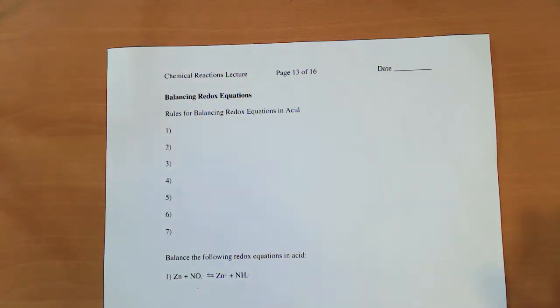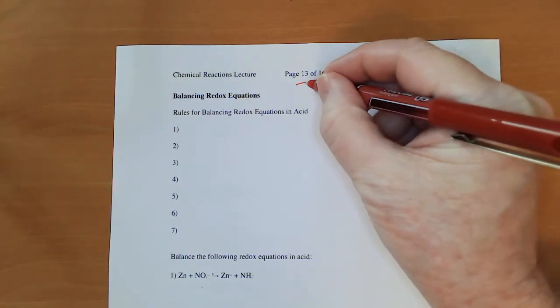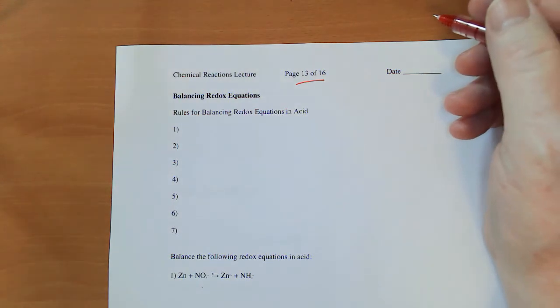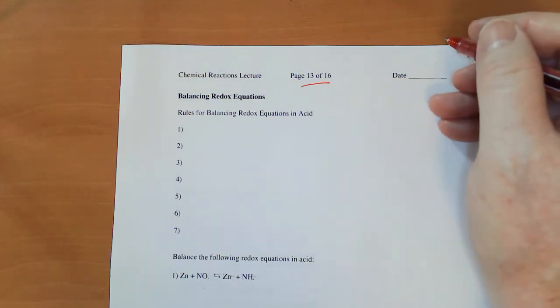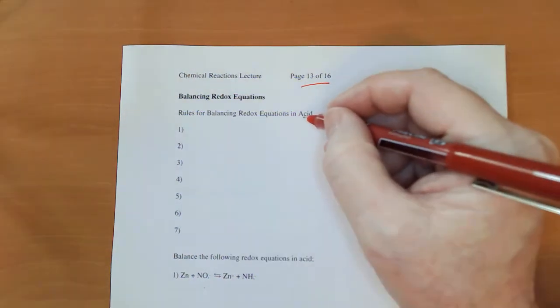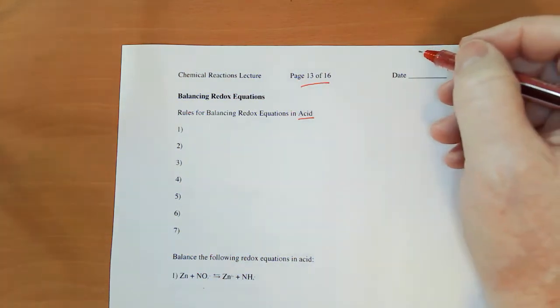Hey everybody, Morgan here. We are looking at page 13 and 14 of the AP Chem Chemical Reactions lecture, and we're going to be talking about balancing redox equations, and specifically we're dealing with acidic solutions today.